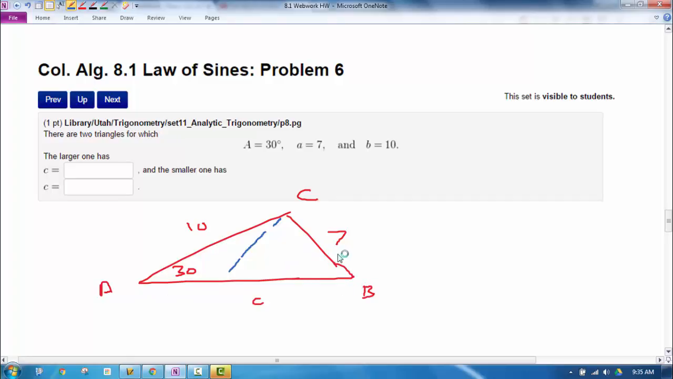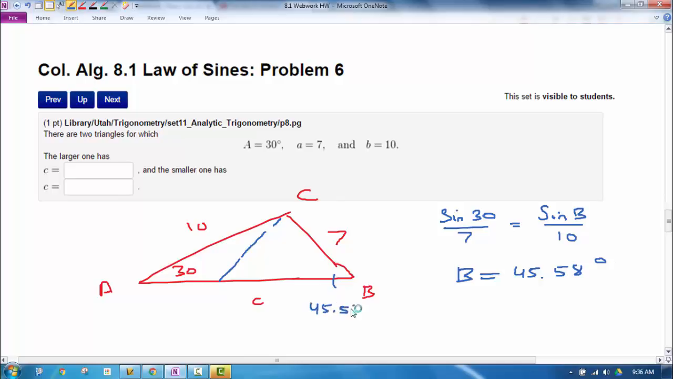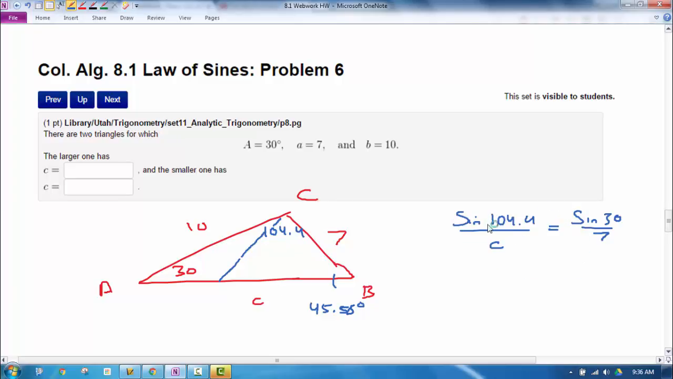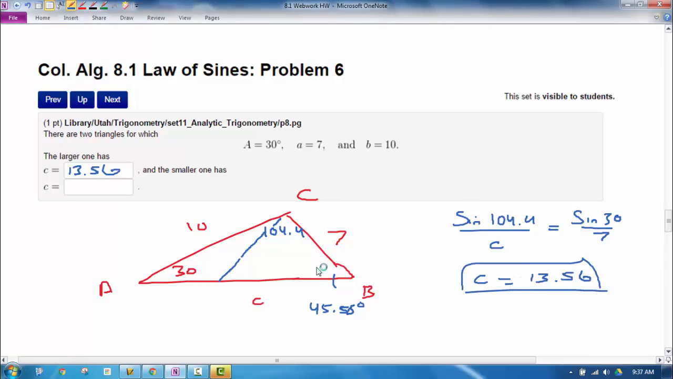All right, so let's focus on the bigger one first. I'm going to do the sine of 30 over 7 equals the sine of B over 10 using the law of sines. And I'll solve for angle B, so cross multiply and solve for B, and you get 45.58. So obviously that's this angle here then, because that's an acute angle. So then I can find angle C by taking 180 minus these two, which is 104.4 approximately. And now I'll do the law of sines again for angle C, which is the sine of 104.4 over C equals the sine of 30 over 7. Solve for C and you get 13.56, which is the bigger one.